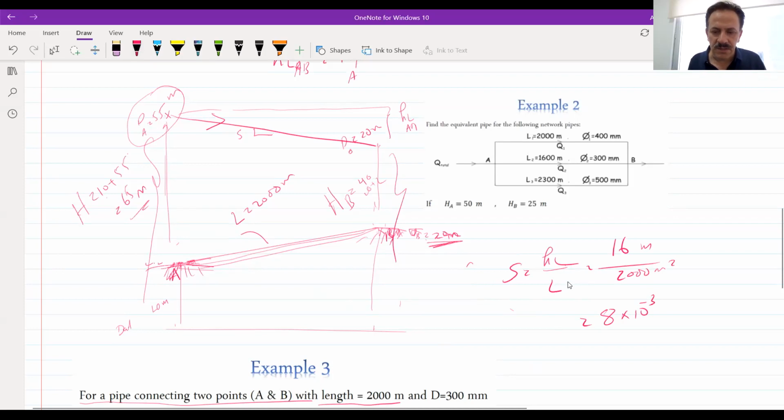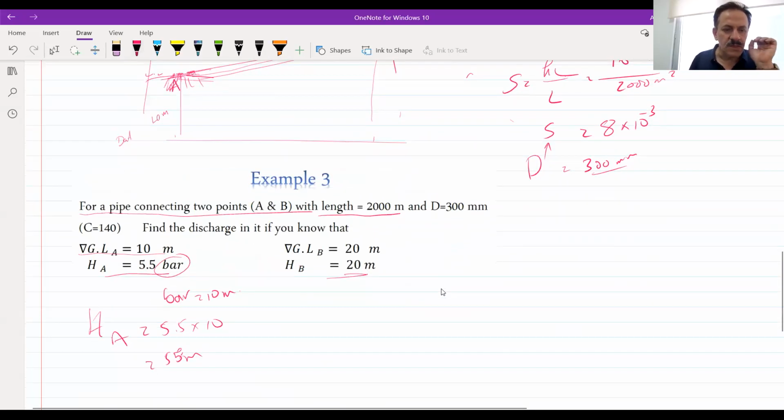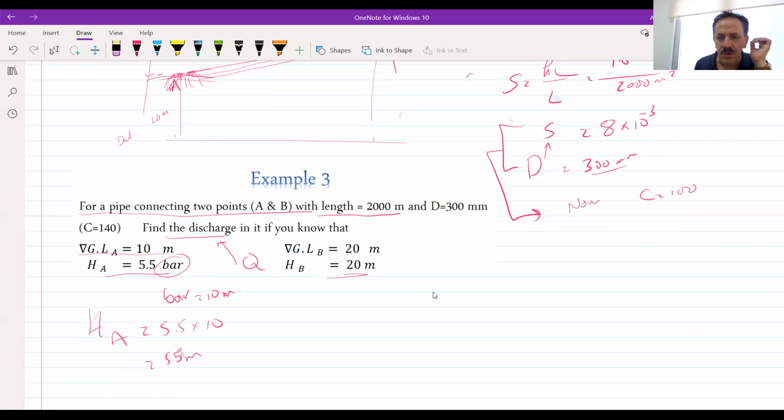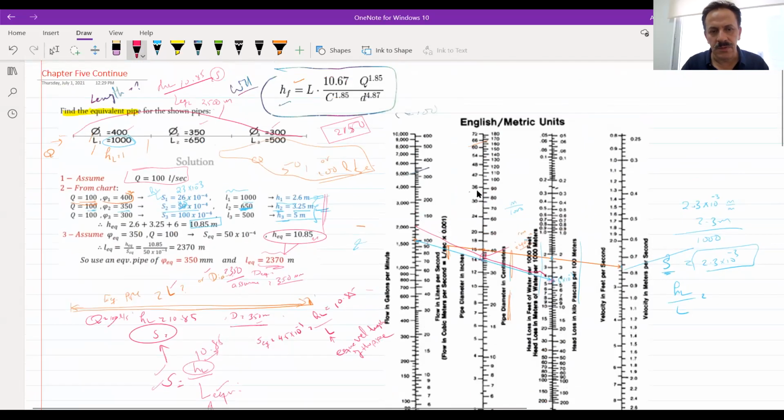Now, you have the S and you have the diameter, which is equal to 300 millimeters. What is required is to find the discharge, the Q. So what I will do, I have those two. I will use either the nomograph if the value of C is 100, or use the equation if the value of C is not 100. Now you can see that C is not 100, so I will use the equation. Here's the equation.